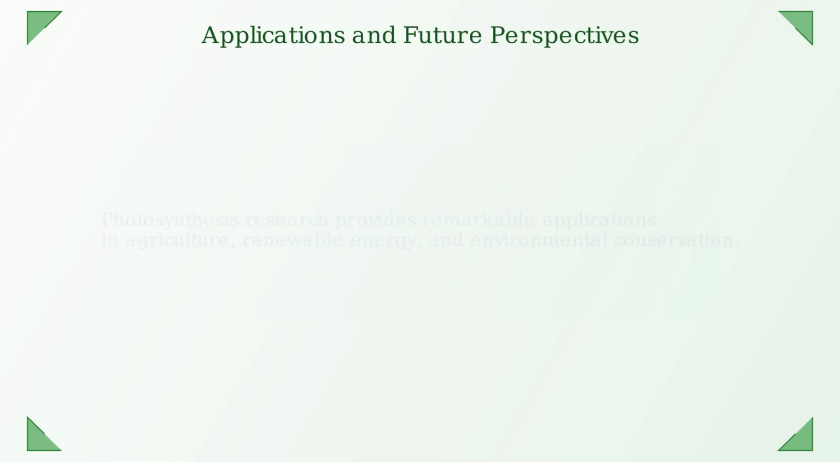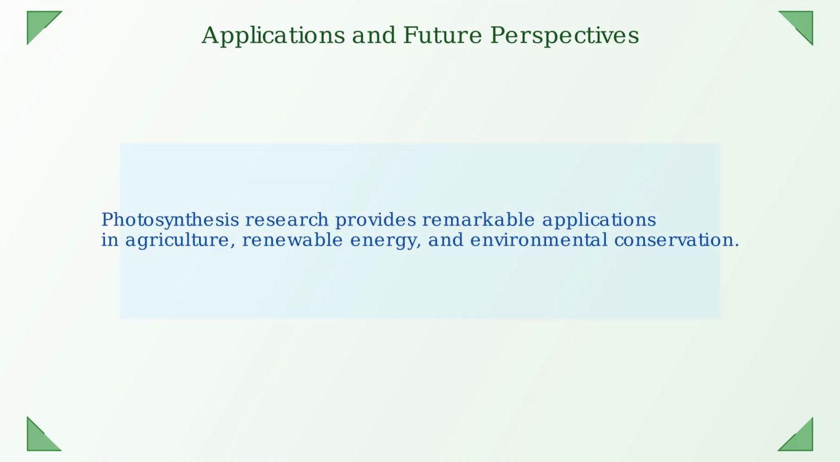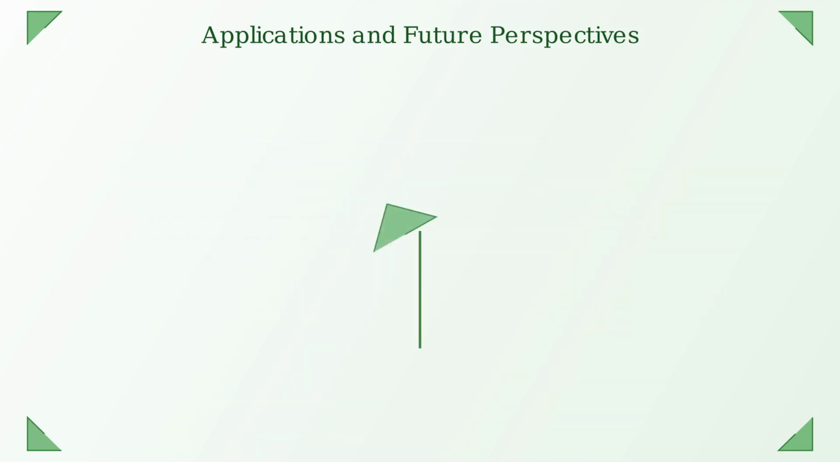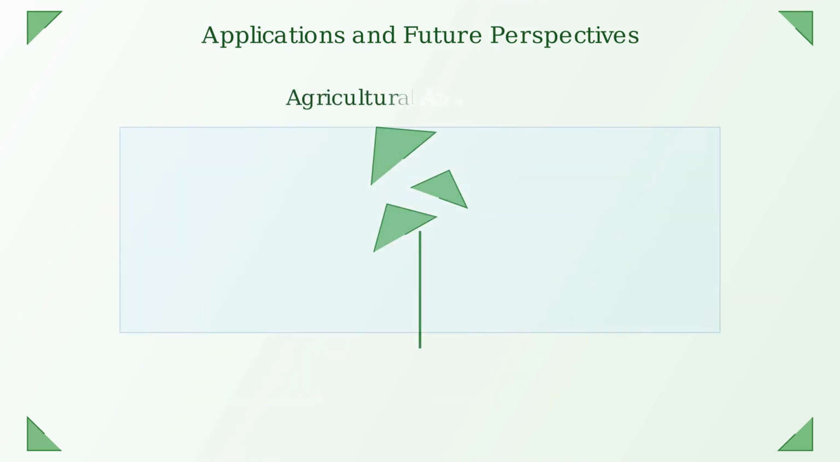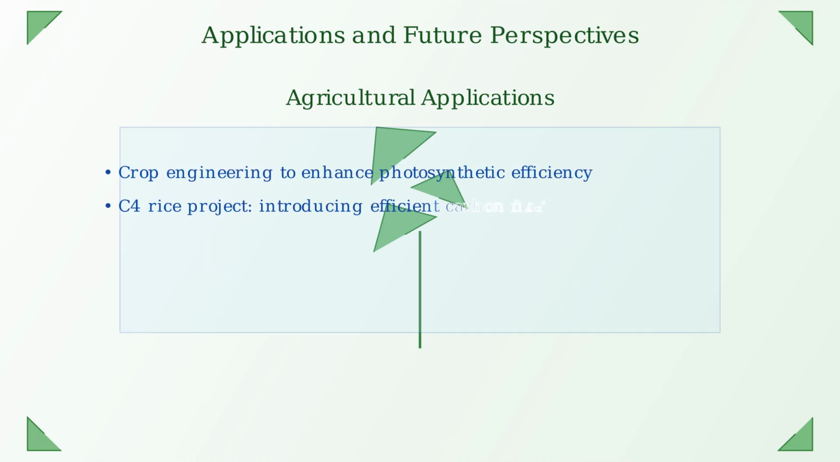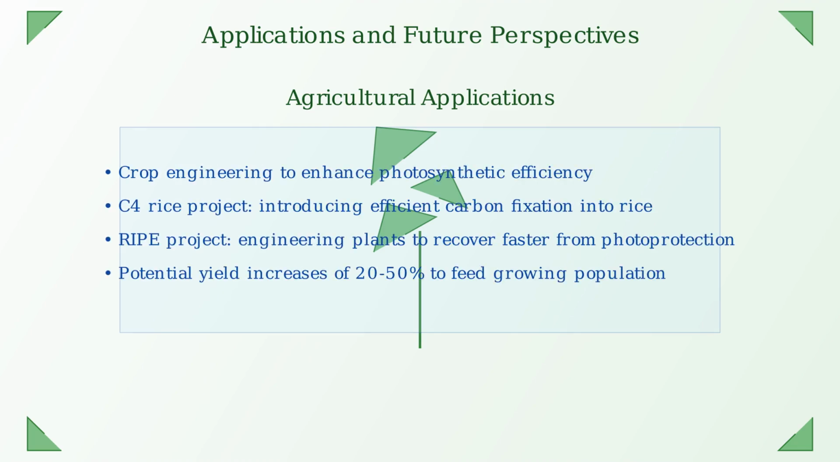Photosynthesis research provides remarkable applications in agriculture, renewable energy, and environmental conservation. In agriculture, scientists are engineering crops with enhanced photosynthetic efficiency. The C4 Rice project aims to introduce more efficient carbon fixation mechanisms into rice, potentially increasing yields by up to 50%. The RIPE project is engineering plants to recover faster from photoprotection, helping to increase global food security for our growing population.